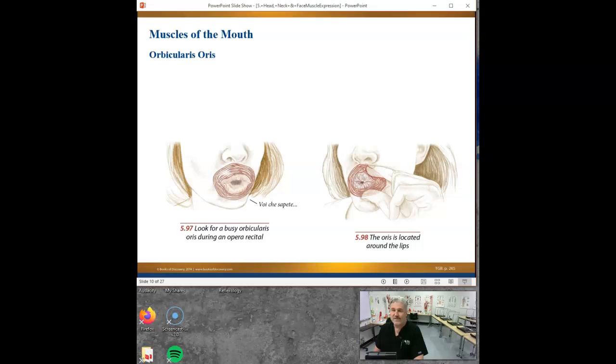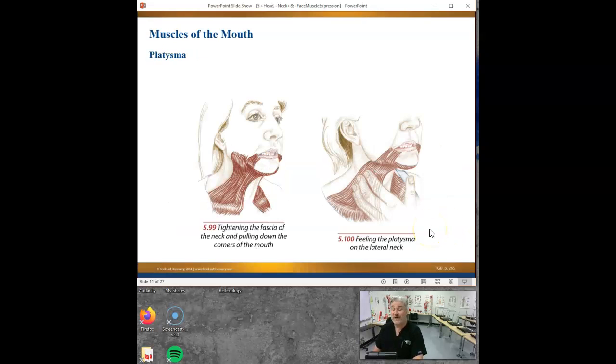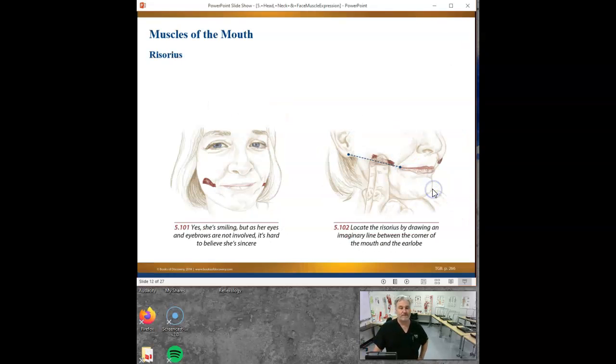Orbicularis oris is a sphincter muscle. Sphincter muscles are in a circle. You have them at many openings and closings in your body and inside your body, by the way, that you don't see. And they're very good at cinching stuff up. We already talked about the platysma. Remember, it runs into your jaw, runs under your skin. It's what makes my neck pop out like this if I flex it. Risorius. I have no way to remember that. Sorry. Just forget about the risorius.